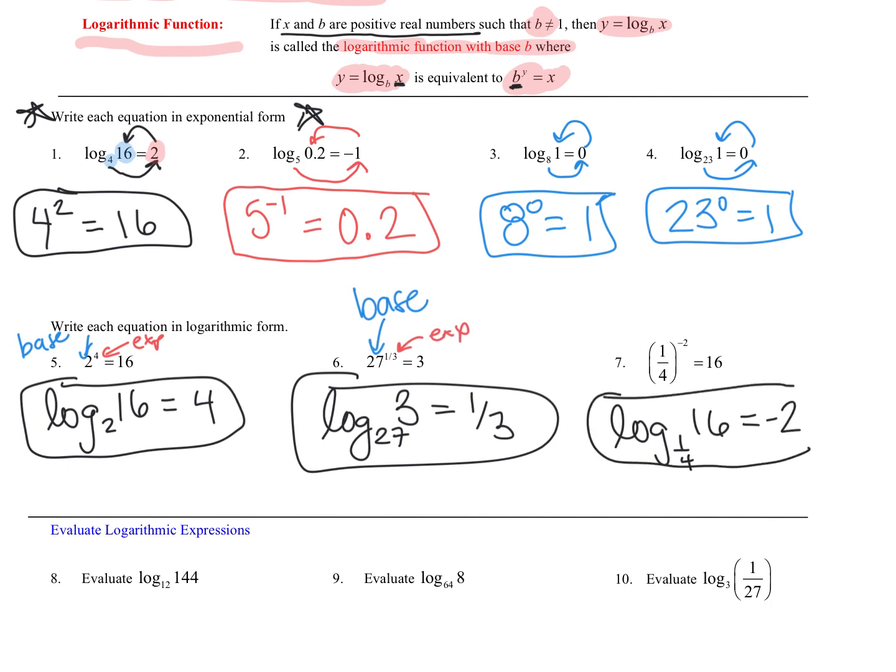And what's cool about this is if you wanted to check it, you could just rewrite it in the opposite form, right? So I could just come over here, and if I wrote this as an exponent, it would be 2 to the 4th power equals 16. And that's how I could check it.